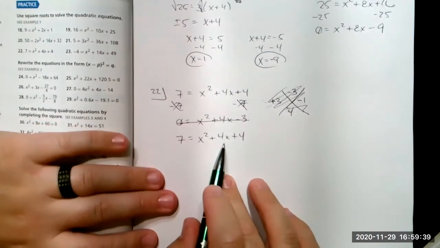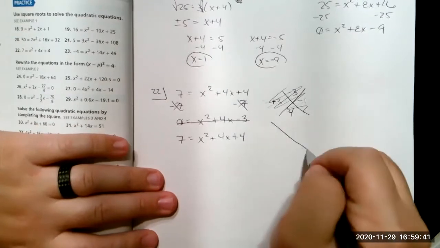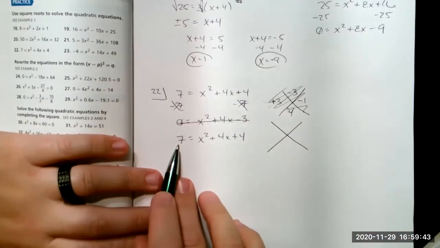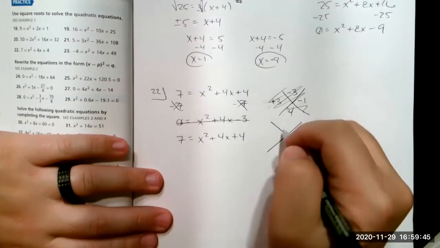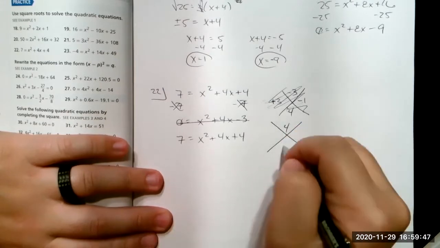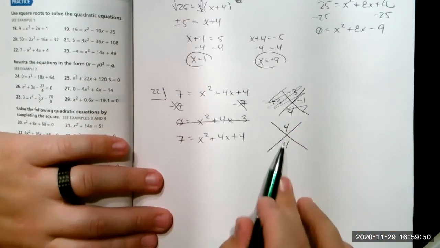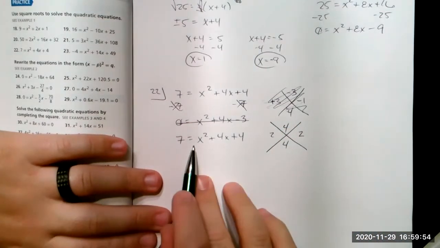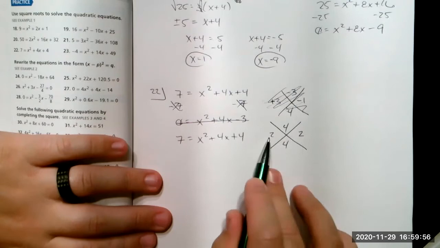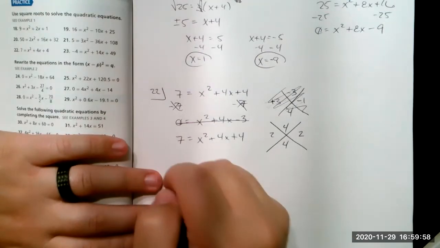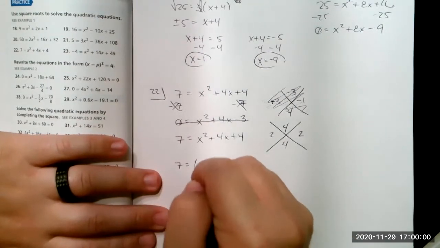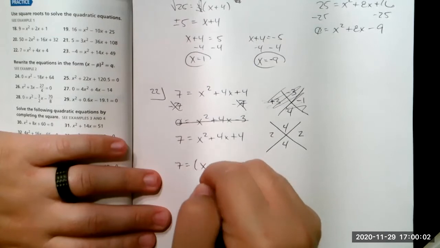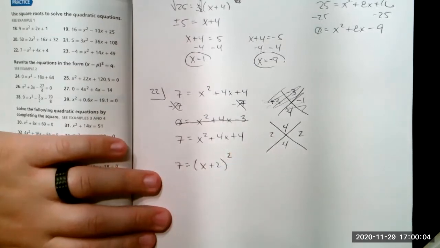And then I'm just going to factor the right-hand side. So on the right, don't worry about the 7 right now. A times c is 4. B is 4. Two numbers that multiply to 4 and add to 4 are 2 and 2. Again, my a value is 1, so dividing both of those by 1 doesn't change anything. So right now what I have is this x plus 2 squared.